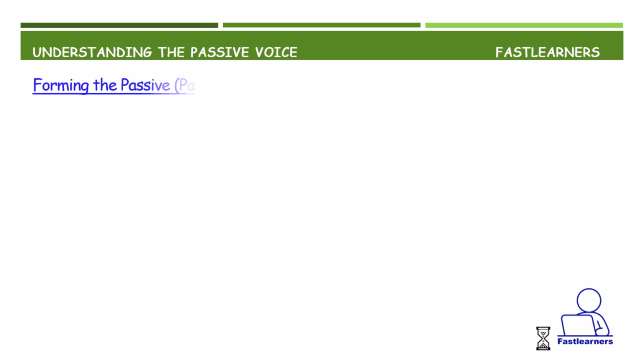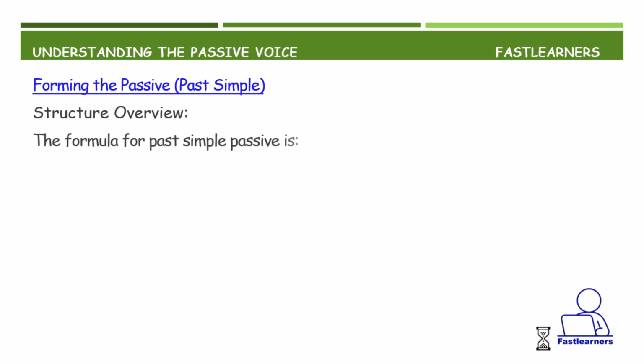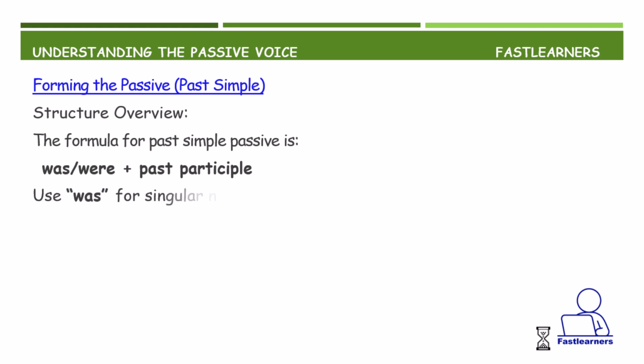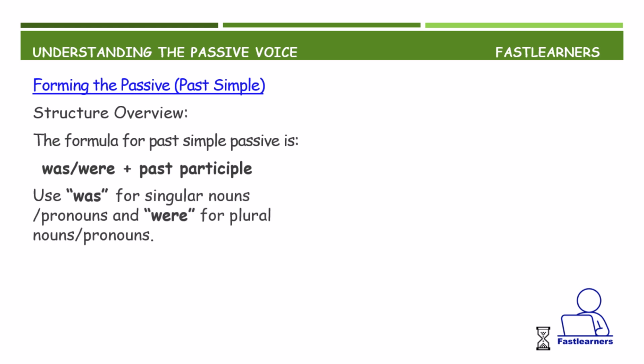Forming the passive, past simple. Structure overview. The formula for past simple passive is was or were, plus the past participle of the main verb. Use was for singular nouns or pronouns, and were for plural nouns or pronouns.